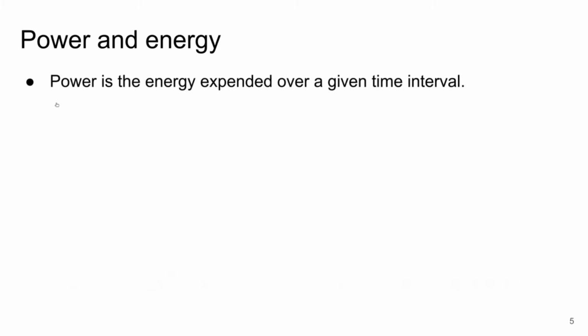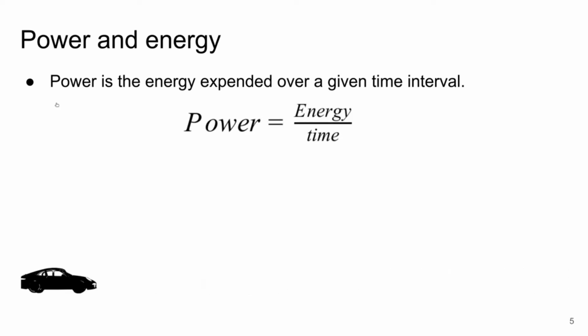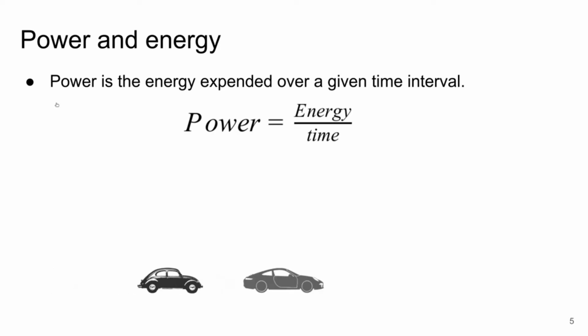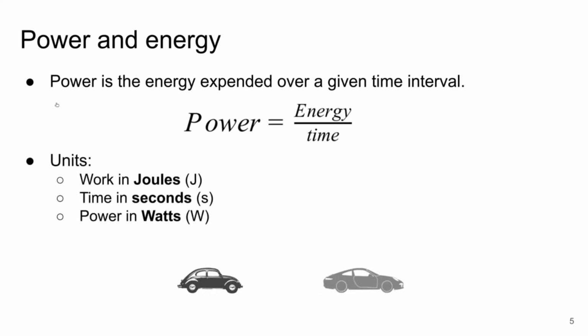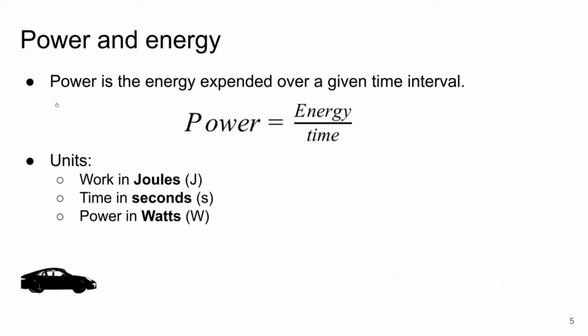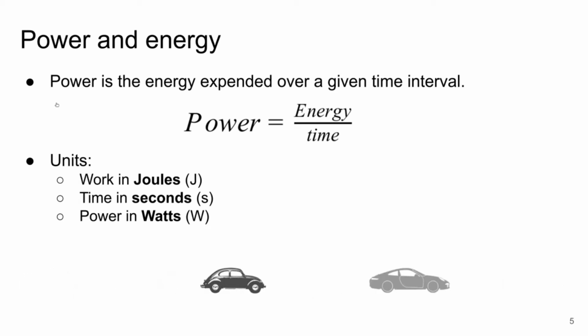Power is the rate that energy is expended over a given time interval. Therefore, the formula for power is power equals energy divided by time. And the units for this are: work is in joules, time is in seconds, and power is in watts.